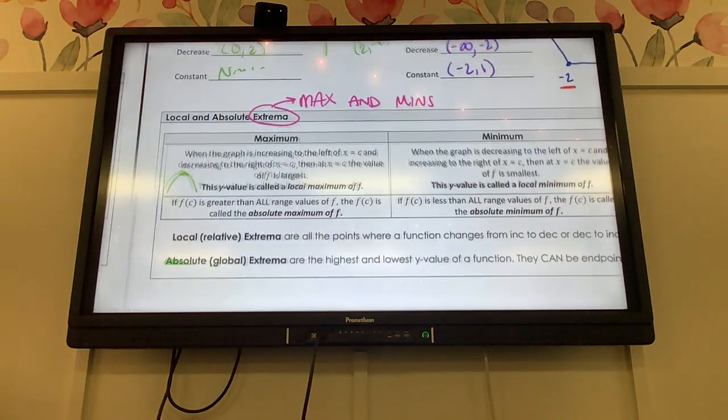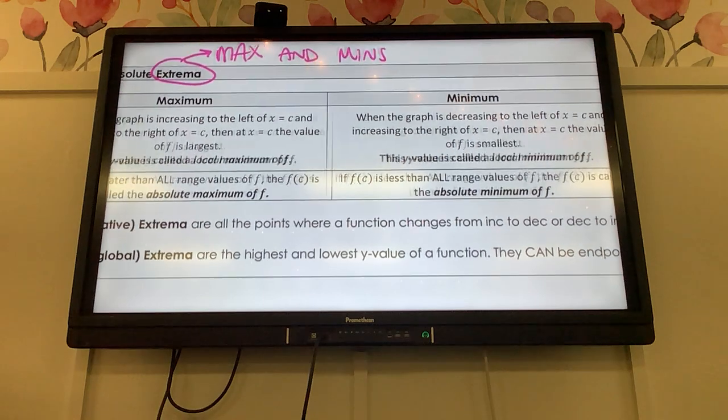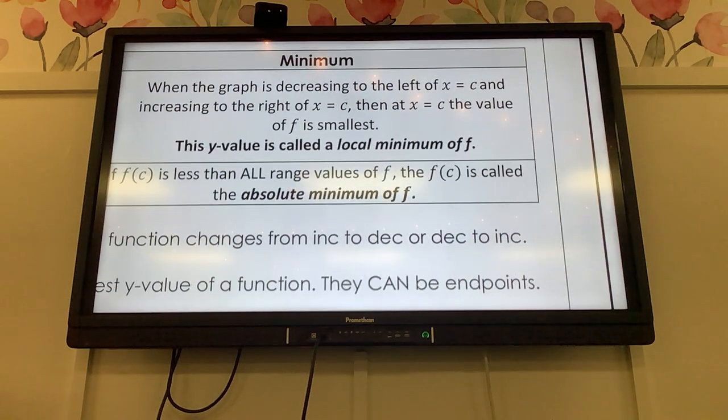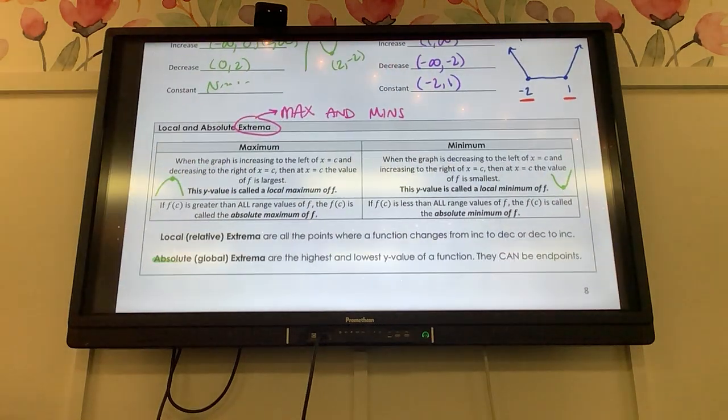All right, so minimums are pretty much the opposite. So the mathy definition, when the graph is decreasing to the left of x equals c and increasing to the right of x equals c, then at x equals c, the value of f is the smallest. So minimums are going to start with decreasing and then go increasing. And so this value right here where you change, that would be called your minimum. So the lowest and highest points of the graph. So all at the little humps there, it's like the top and the bottom of your hills and the bottom of your valleys, all of those kind of things.